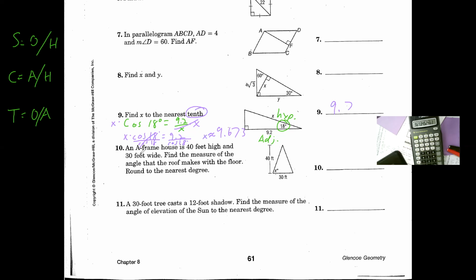Number 10, an A-frame house is 40 feet high and 30 feet wide. Find the measure of the angle that the roof makes with the floor, round to the nearest degree. All right. Well, on here, they gave us this piece. So that's 40. This is split in half, so that's 15. Now, we have 15 and 40. For a second, I thought that might be a triple, but I don't think it is.